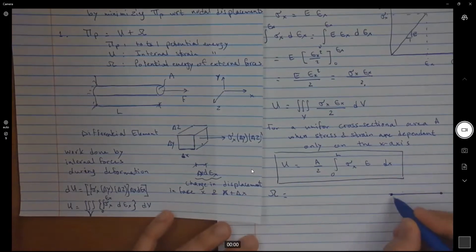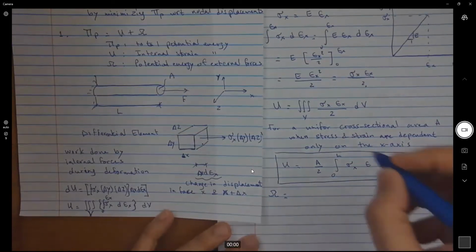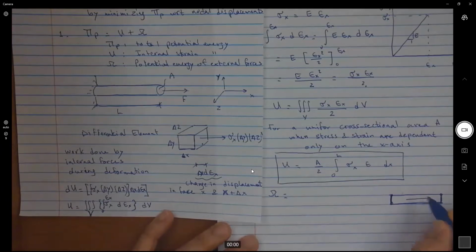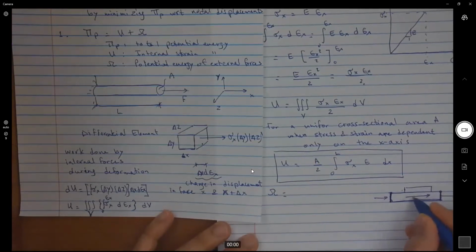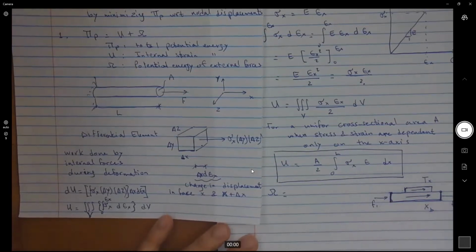So here is my beginning and my end. I may have a body force or a surface force and nodal forces. So I'm going to express that here. I'm going to call this one acting on the body as XB. This on the surface, I'm going to call it a traction force, TX along the X-axis. And also, I'm going to have an F1 and an F2 nodal forces.